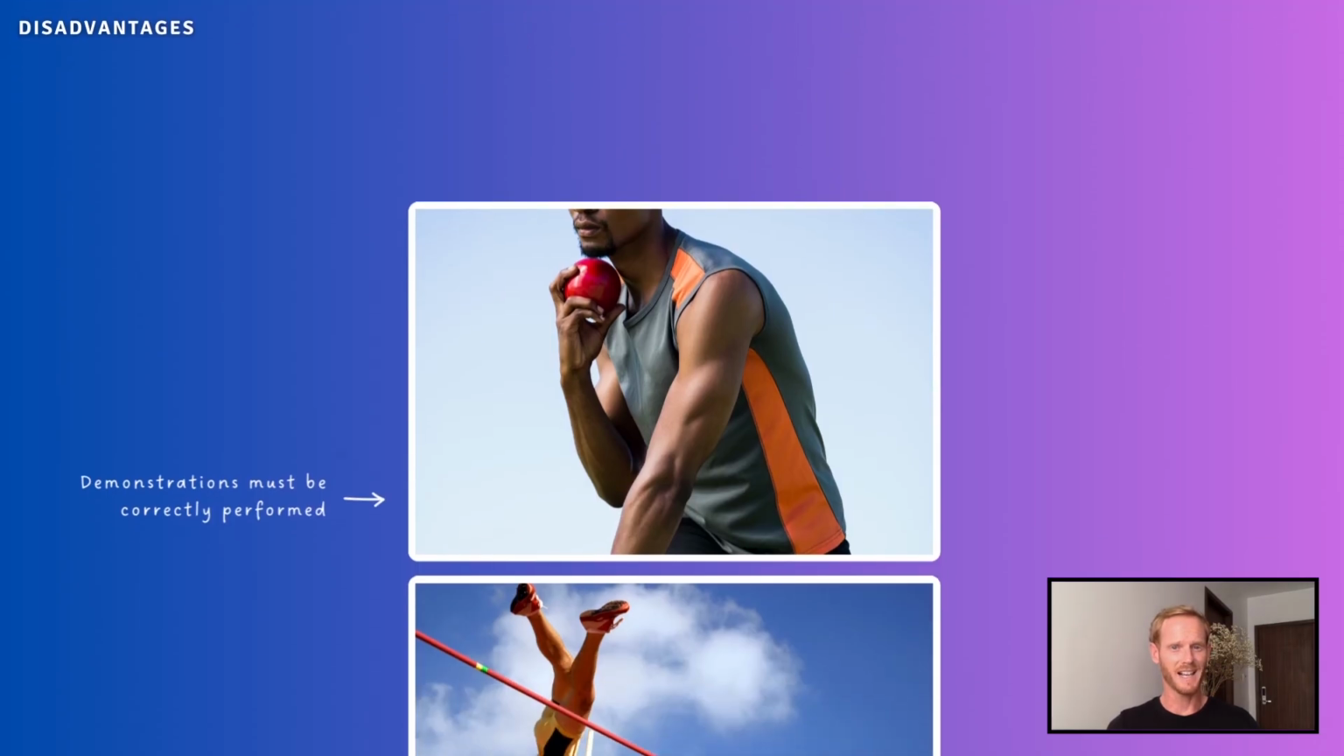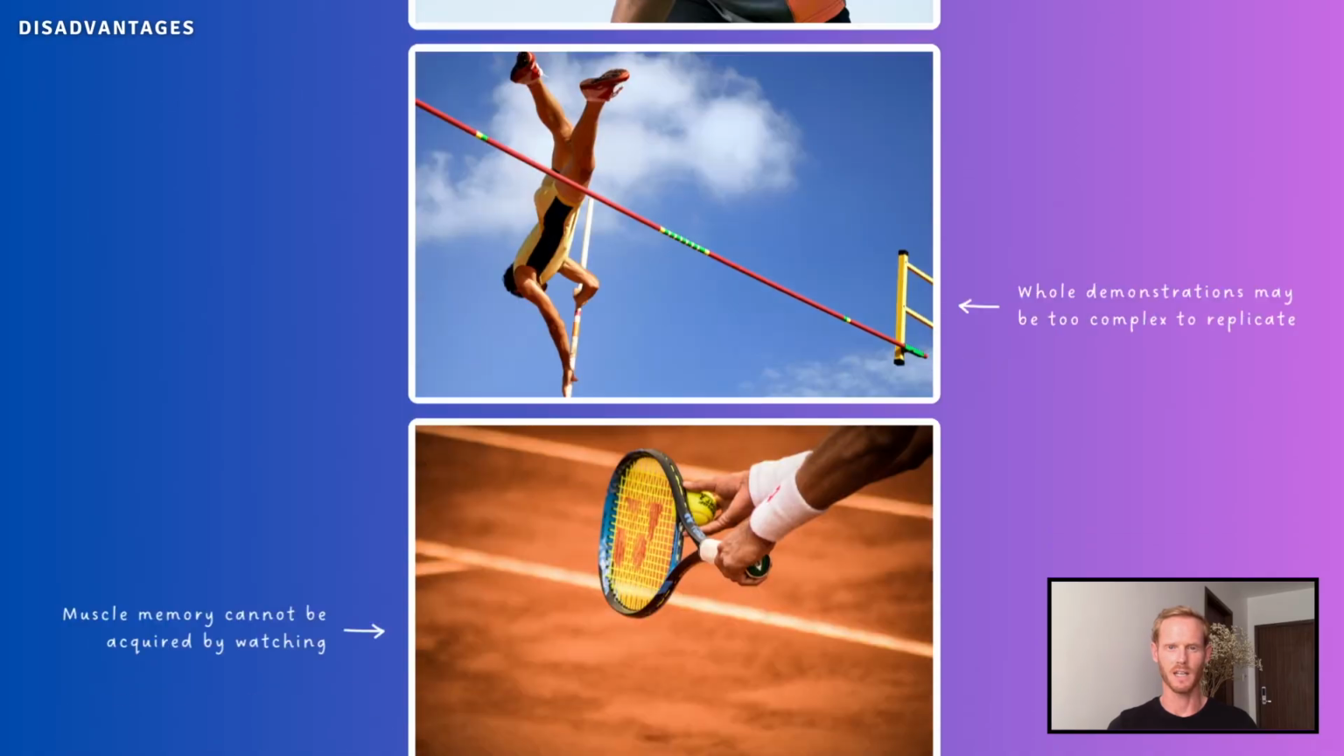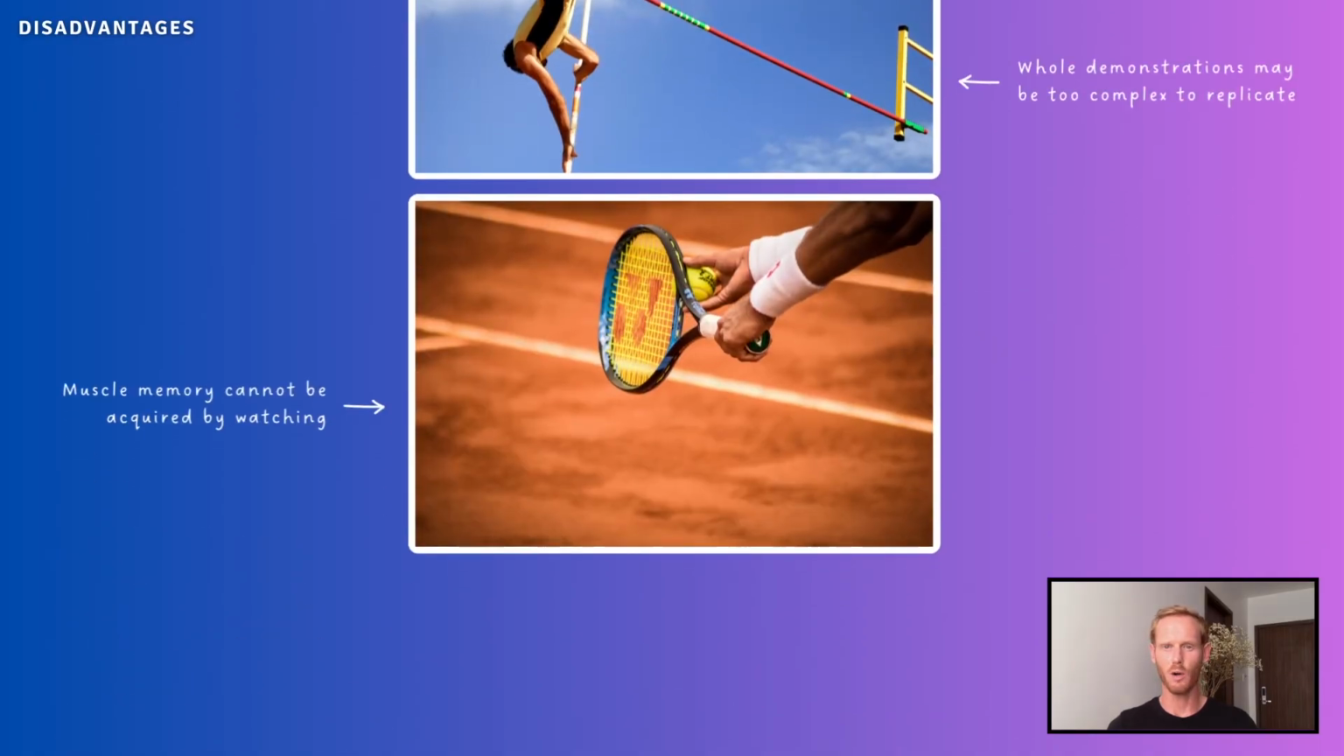In contrast, incorrect demonstrations cause learners to develop the wrong movement patterns, which may be difficult to rectify, and whole demonstrations may be too complicated for beginners to replicate. In addition, visual guidance does not help performers develop muscle memory or a kinesthetic sense of the movements involved.